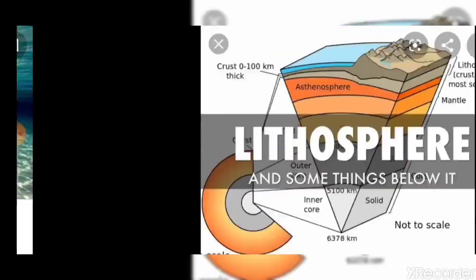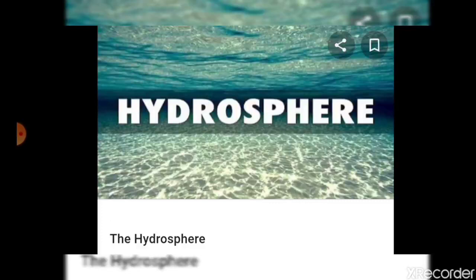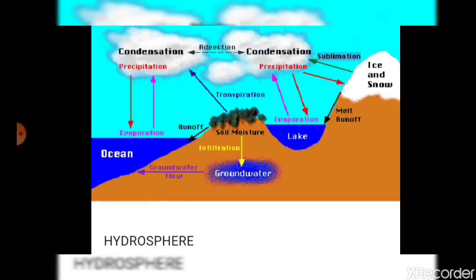Now, hydrosphere. Hydro means water. Hydrosphere is made up of all the water present on the earth, found in oceans, lakes, ponds, underground water, rivers, ice, etc.